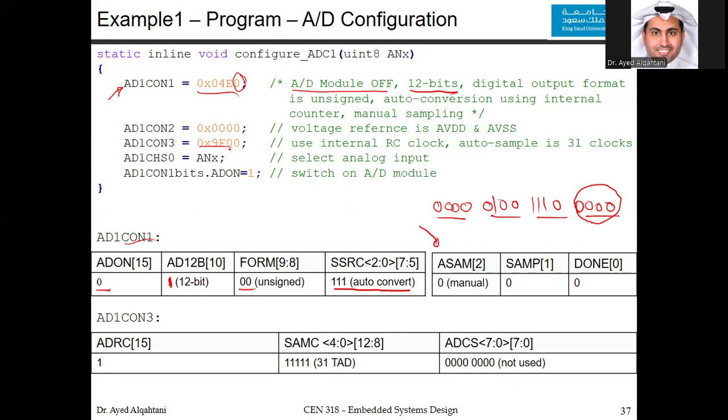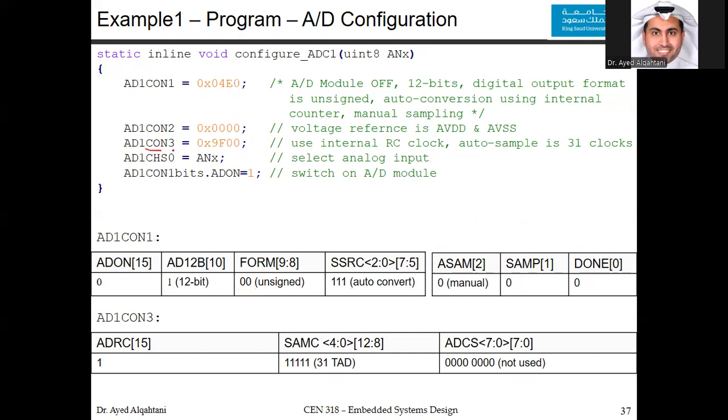Now for the control register number 3, since no choices are made for finding the TAD or the sampling time, there is nothing specified. We will use the easy choice, which is the internal RC clock. And the auto sample, we can choose any value of n. We chose the maximum to give it enough time. Remember, it's mechanical. Let's give it as maximum as possible. And we chose 31 clocks. Since we use the internal RC clock, we make this one.